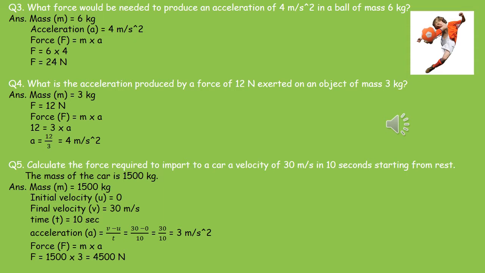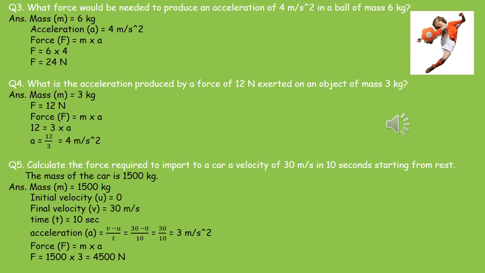The fourth sum says that what is the acceleration produced by a force of 12 Newton exerted on an object of mass 3 kg. Here mass m is equal to 3 kg, force 12 Newton. F is equal to ma, so 12 is equal to 3 into a, that means acceleration A is equal to 12 by 3, that is 4 meter per second square.